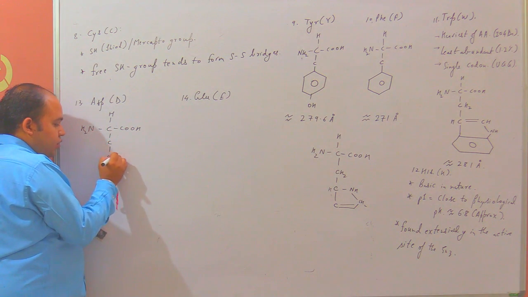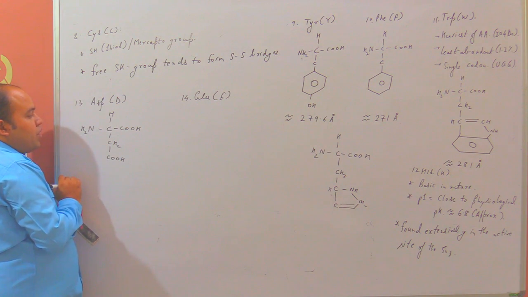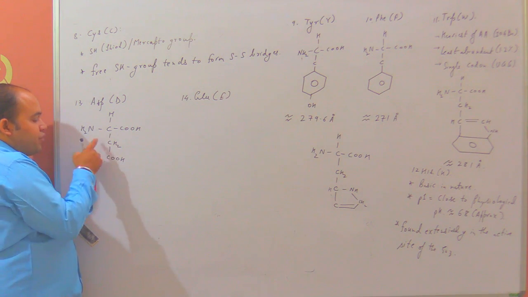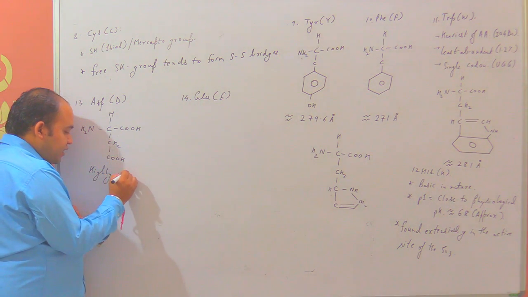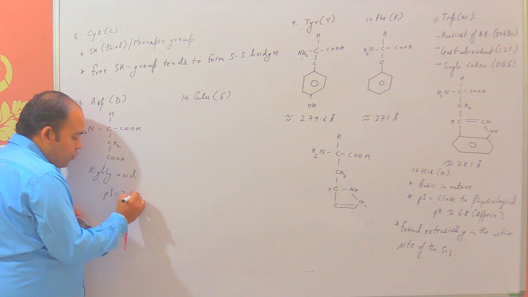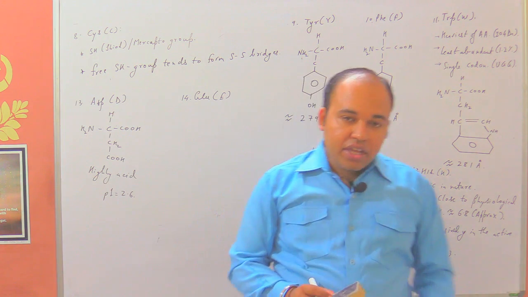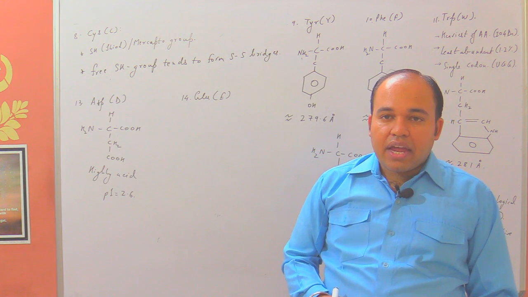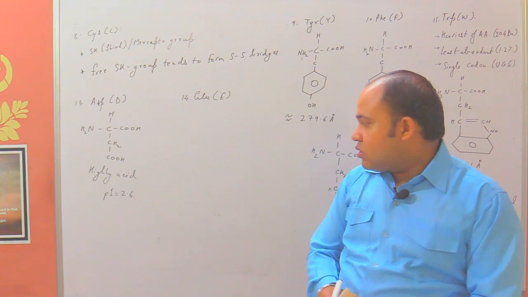C, COOH, CH2. Now aspartate is highly acidic, so it has a very low pI, equivalent to 2.6. The pI in the case of aspartate is too low, and it is going to be 2.6 in the case of the aspartate molecule. So this is too low.